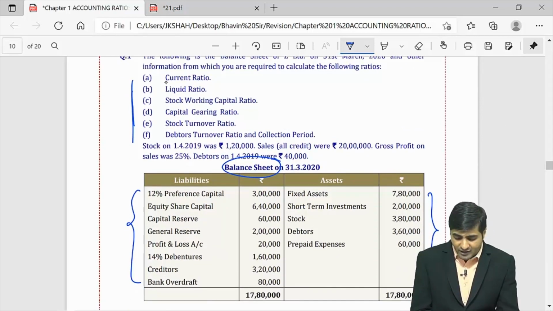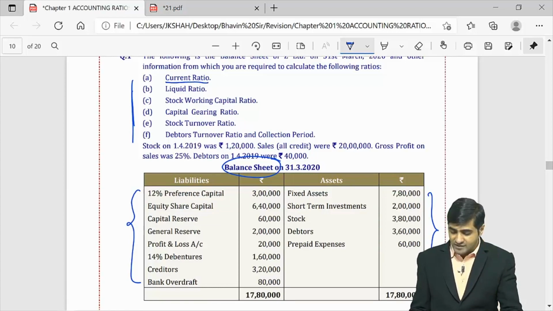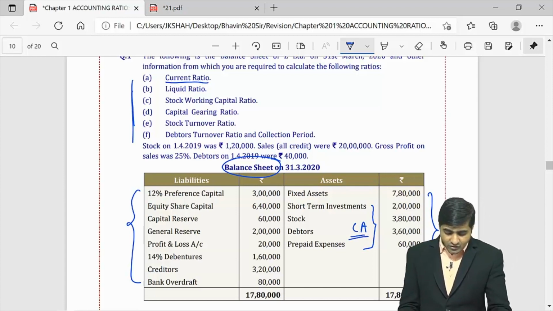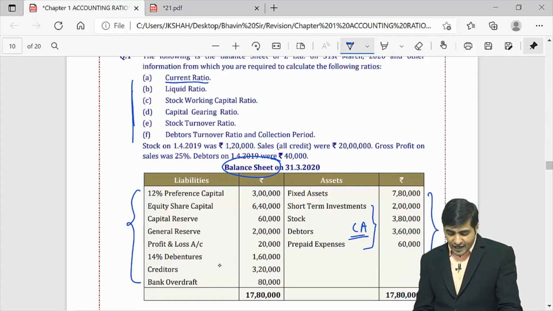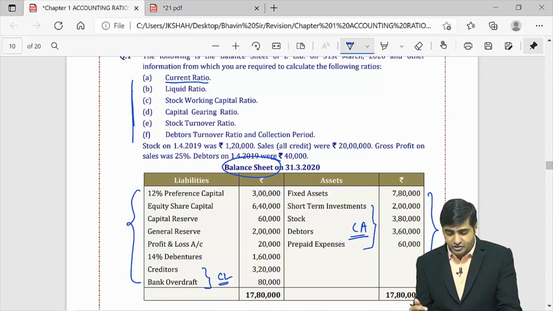The first ratio being current ratio. So your current ratio is current assets upon current liabilities. So let us identify the current assets in your question. We have short-term investments, stock, debtors and prepaid expenses. Can I say all of these are your current assets? And guys, in your current liabilities, we have creditors and bank overdraft. So these two are your current liabilities. So guys, we divide the total of current assets by current liabilities, and we'll get the current ratio.